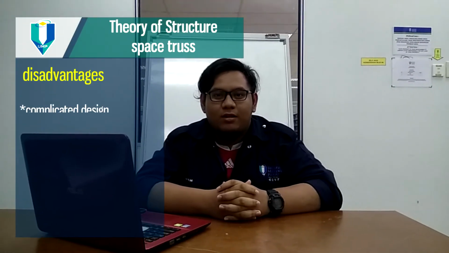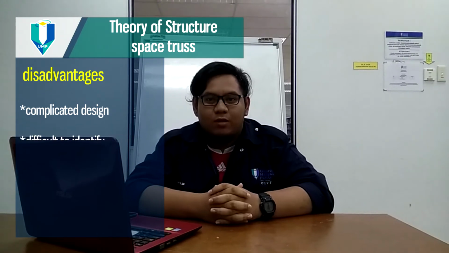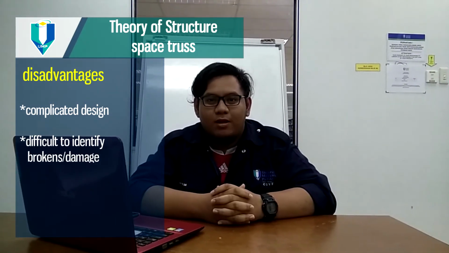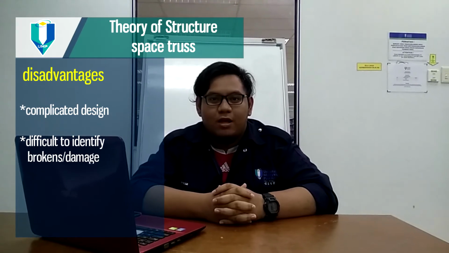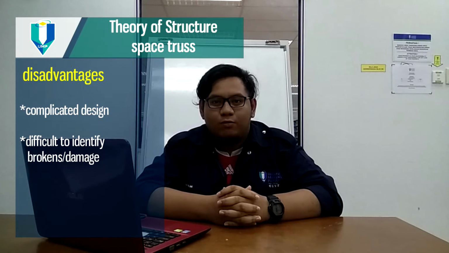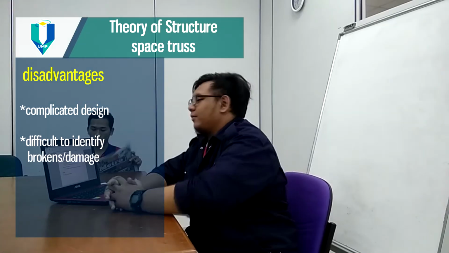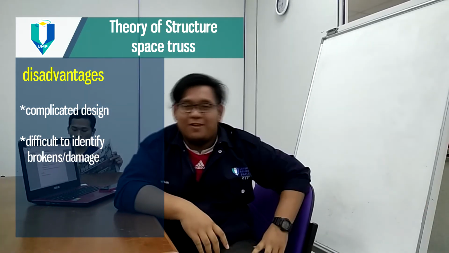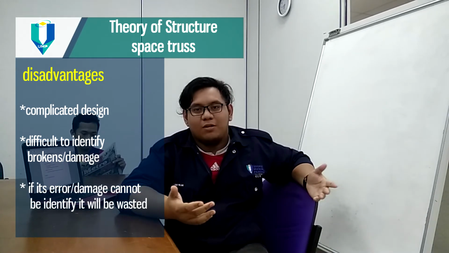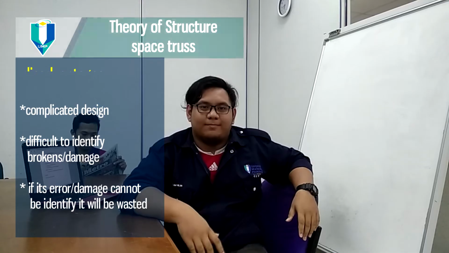As for the disadvantages of space truss, it has a complicated design. The triangles have to be the perfect size and amount to make sure of its safety. And with the amount of material and different parts, it is hard to maintain, and if something goes wrong, it is hard to pinpoint exactly what is wrong. And if anything goes wrong, the structure will be deemed unsafe and all the material will be wasted.